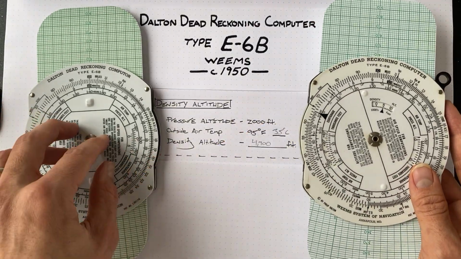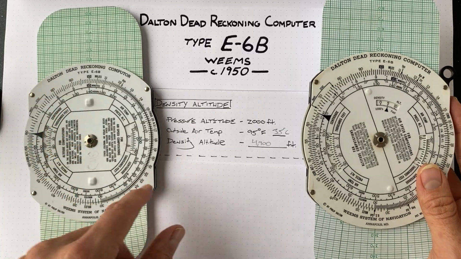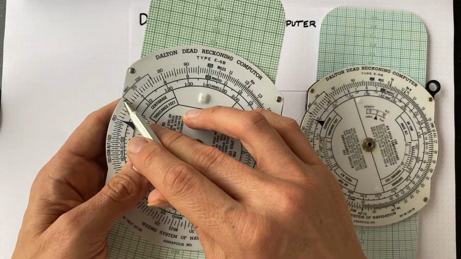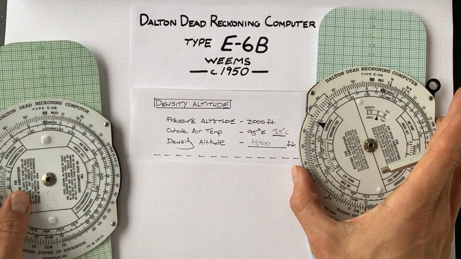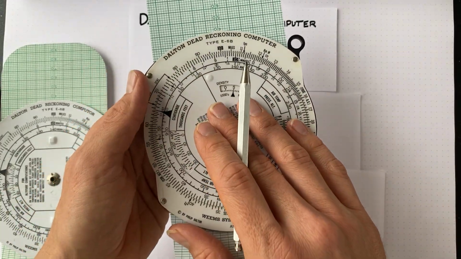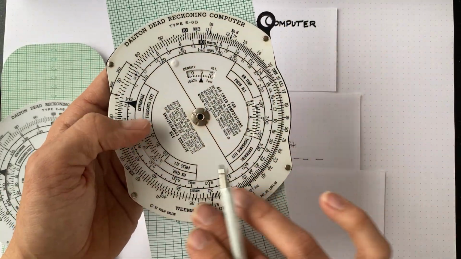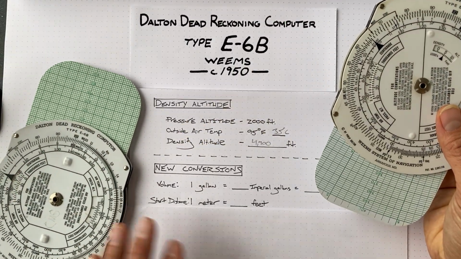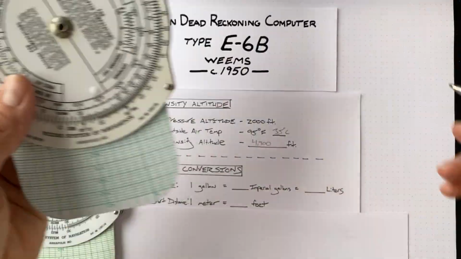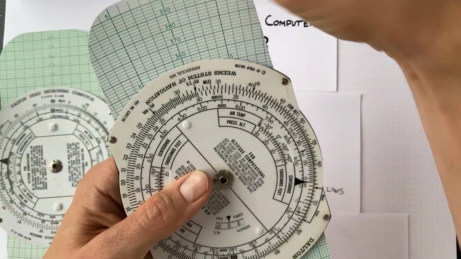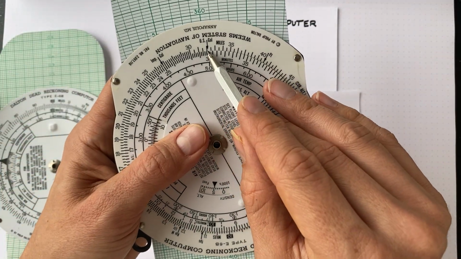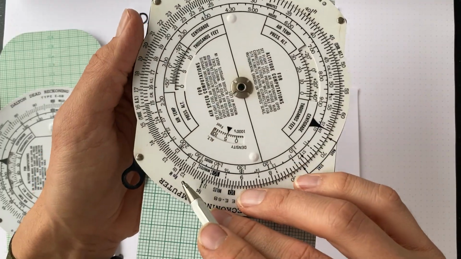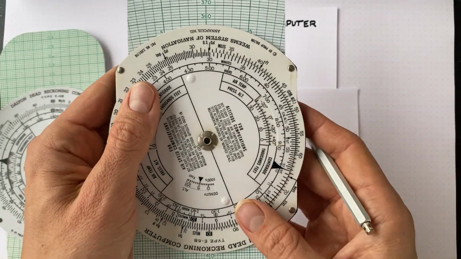So on the first generation Dalton Dead Reckoning Computer, we just had conversion arrows for nautical miles, statute miles, and kilometers. Whereas here on the newer device, we have many different conversion arrows. So we'll start with some of these new conversions. We have volume. So down here on the opposite side of the device, we have arrows to convert US gallons into imperial gallons, and also over here into liters, which we'll take a look at.